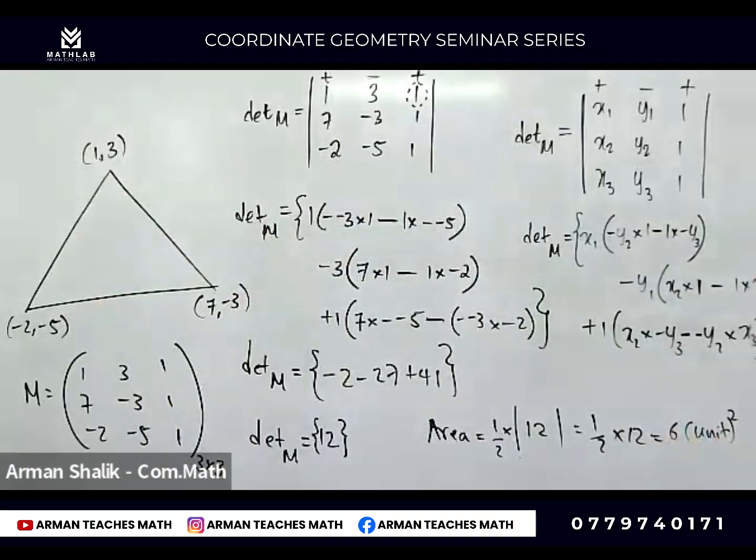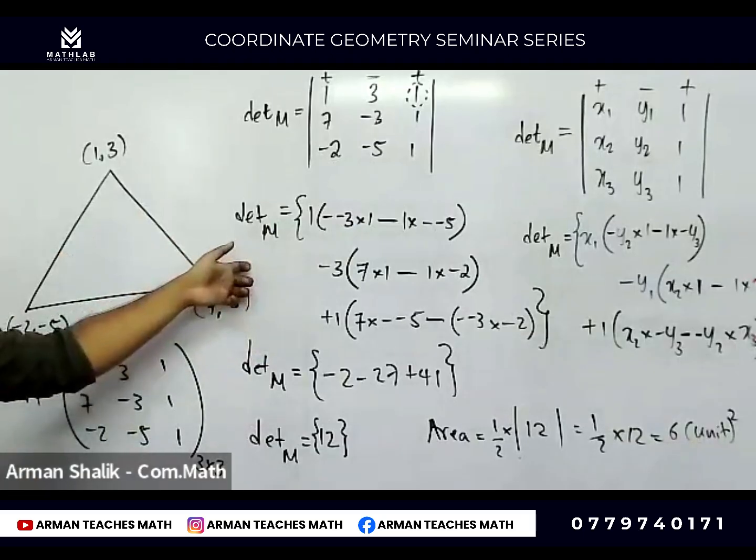If it is meters, square meters, like that. So the area of this triangle is 6 square units. 6 square units. You can ask me, sir, as half times base into height, why do we do this?